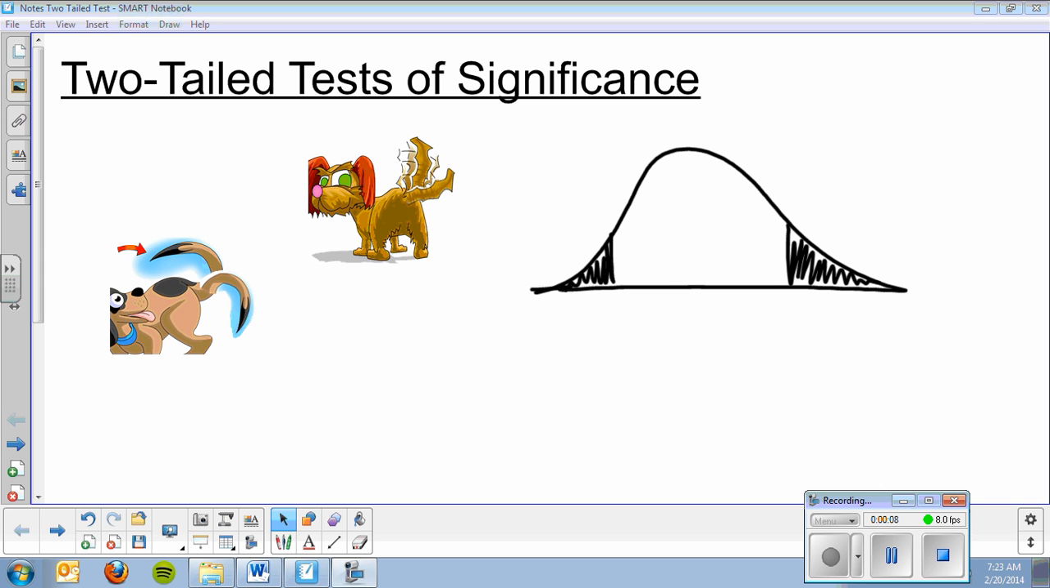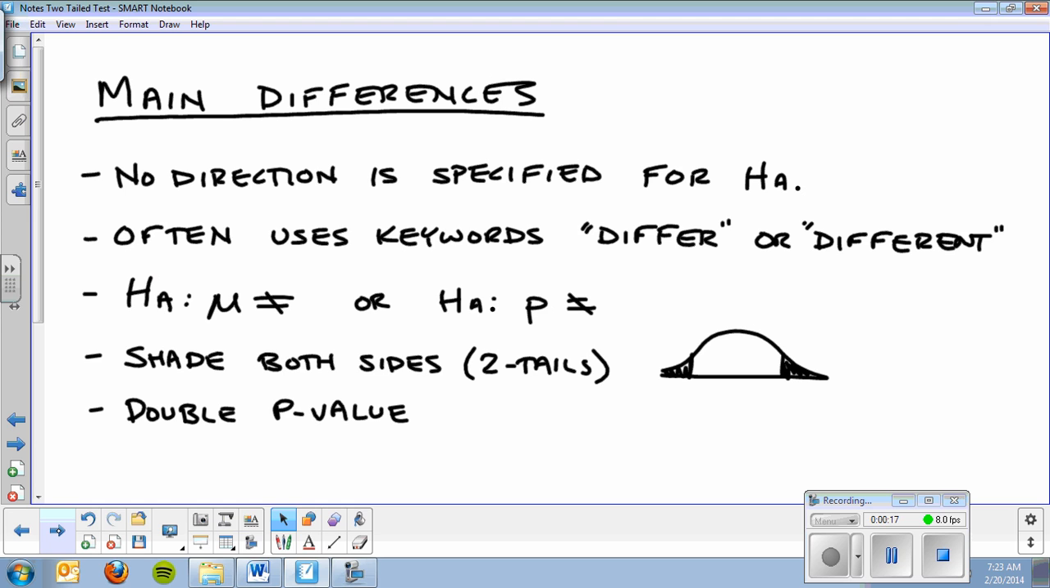In this video, we'll be talking about a two-tailed test of significance. There are only a few differences from what we've already been talking about, so on this next slide, I'll go over those differences. In the question, there will be no direction specified for the alternate hypothesis H sub A. We'll often see keywords like differs or different. Sometimes they'll even say not equal to. They're not going to give you a specific less than or greater than, so you would just use not equal to.